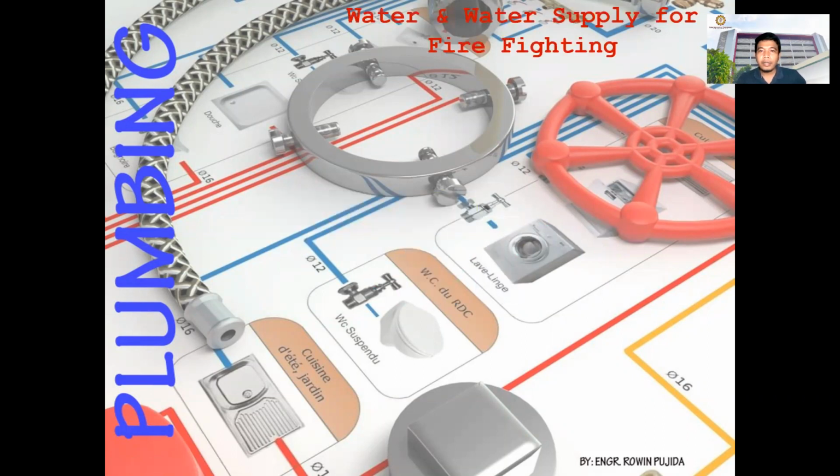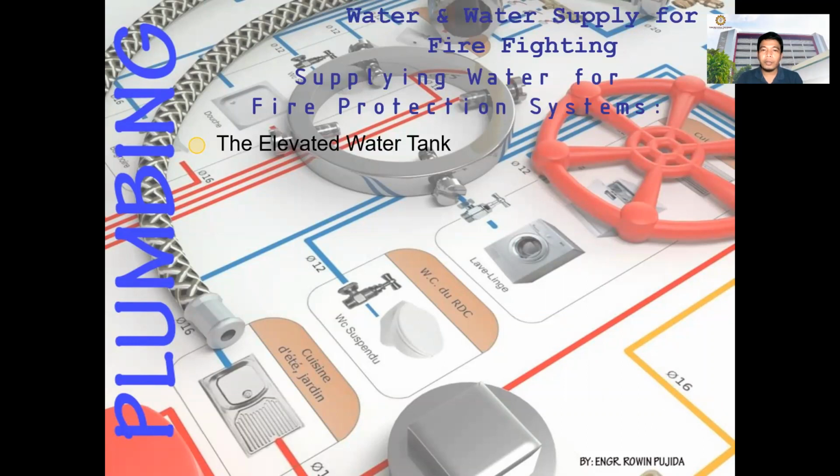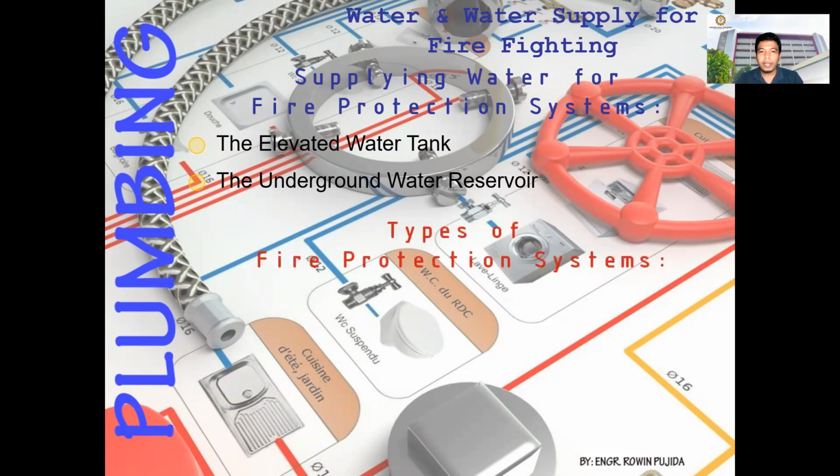For water supply for firefighting, you can have the sprinkler system supplying water for the fire protection system. You can have the elevated water tank, so maybe the overhead tank supplying water to the fire protection system, or you can have the underground water reservoir, or maybe a cistern tank. Those are the two water supplies for the fire protection system: the elevated water tank and the underground water tank or underground reservoir.